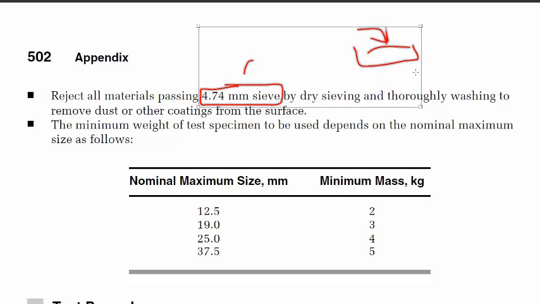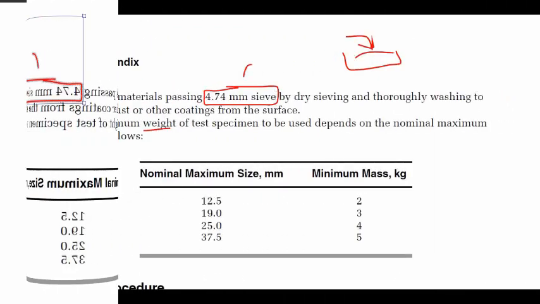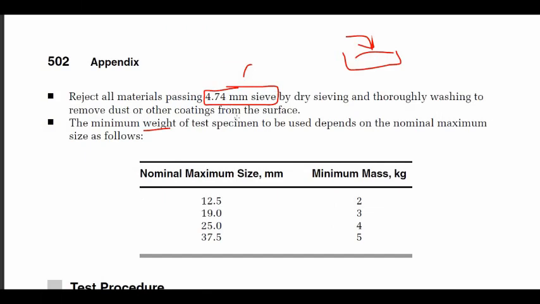So we need only this. This is part 2 of our experiment. So first of all, you are going to see that we're going to reject all the material passing through this 4.7 millimeter sieve by dry sieving and thoroughly washing to remove the dust or other coatings from the surface. And then the minimum weight of the test specimen to be used depends on the nominal maximum size as follows. So we are going to have a relation between maximum size of the aggregate, you need to check it, and the corresponding minimum mass of the sample that you're going to use.